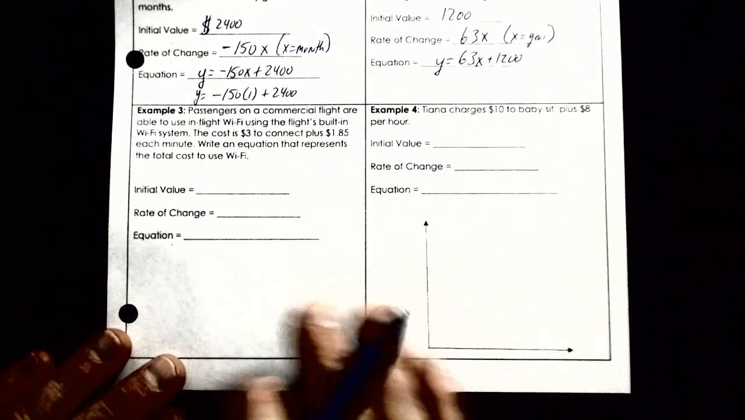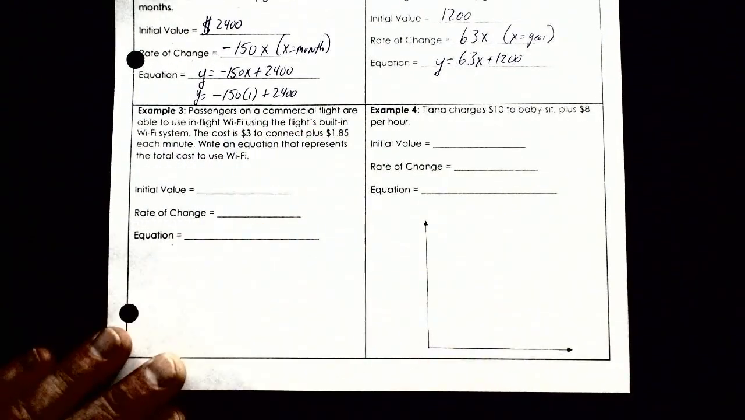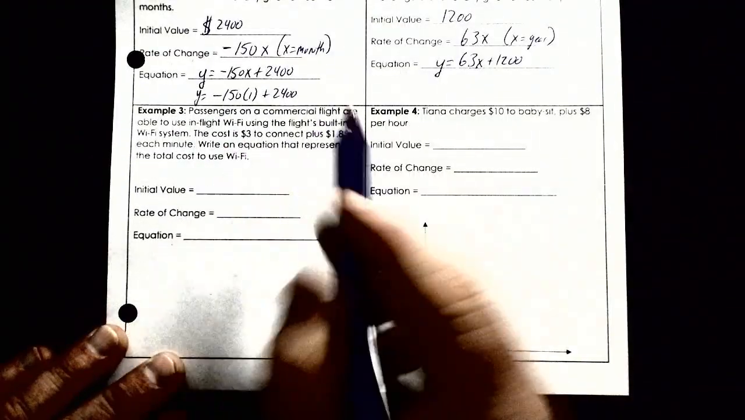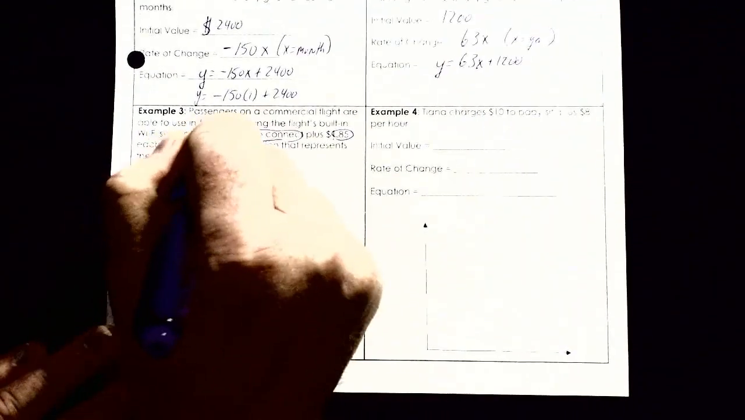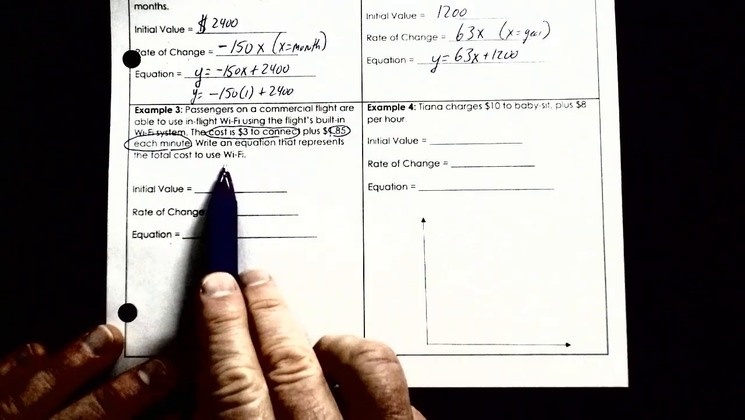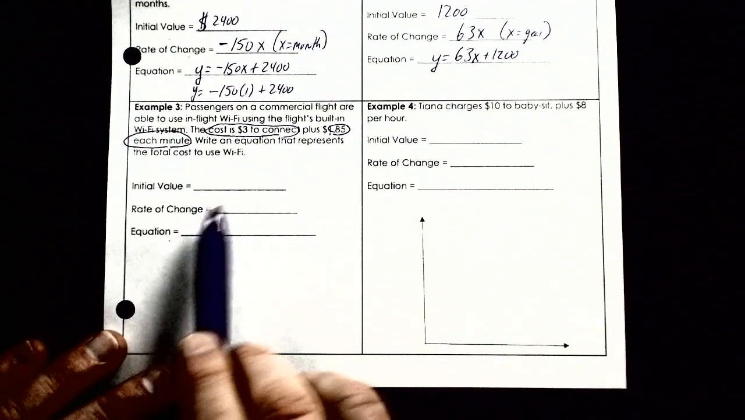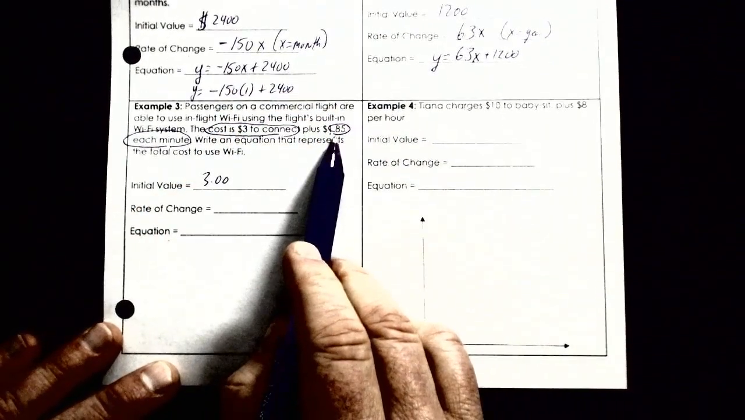Okay, passengers on a flight are able to use the in-flight Wi-Fi using a flight built-in system. The cost to connect is $3 plus $1.85 each minute. Write an equation that represents the total cost. All right, now we have to figure out which cost is the initial value and which is the change. Initial value is going to be $3. The change is $1.85 each minute.